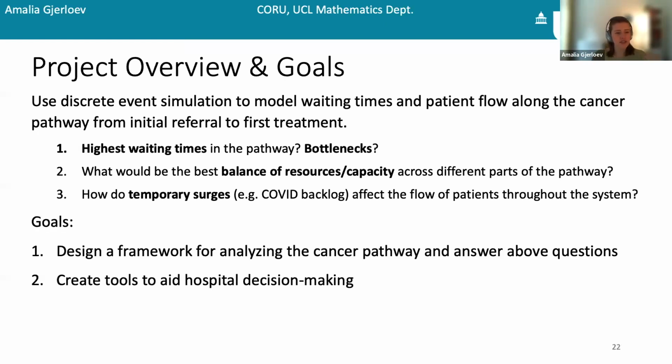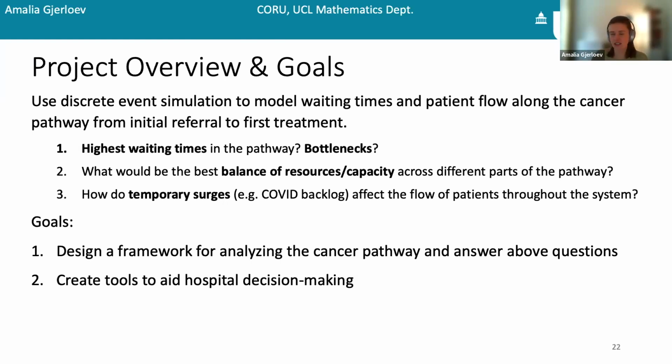And my goals include designing a framework for analyzing the cancer pathway with these questions above in mind. The tool that I'm using, like I said, is discrete event simulation. And then create tools to aid hospital decision making.